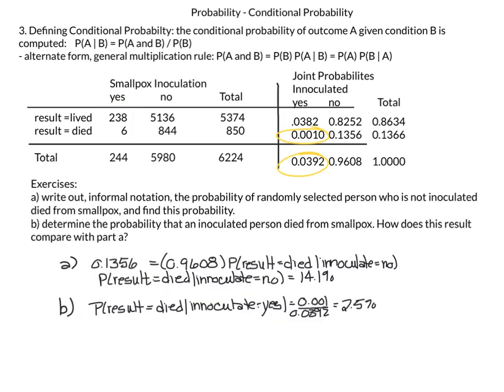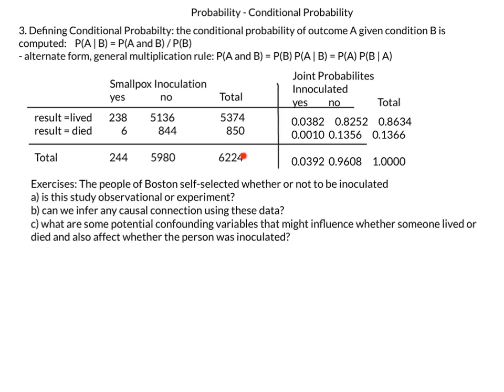So compare our results with Part A. The probability of dying if you're not inoculated is 14%. The probability of dying if you are inoculated is only 2.5%. Same data, new questions. The people of Boston self-select whether or not to be inoculated.